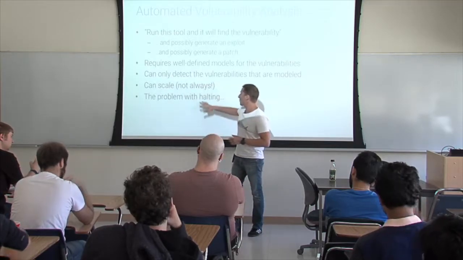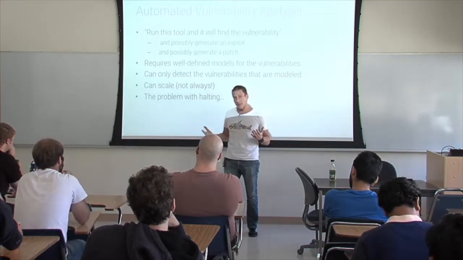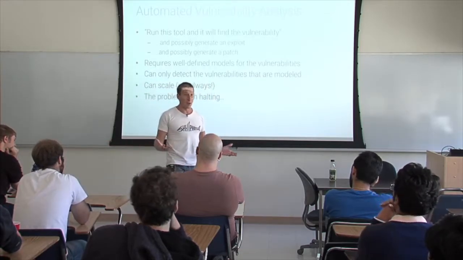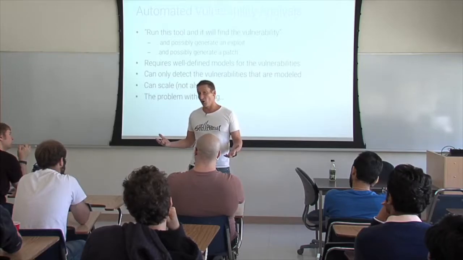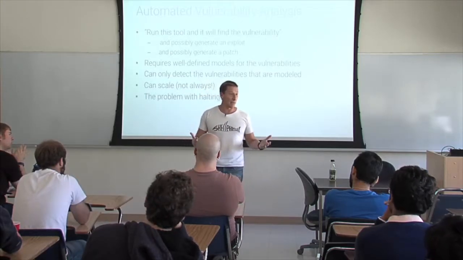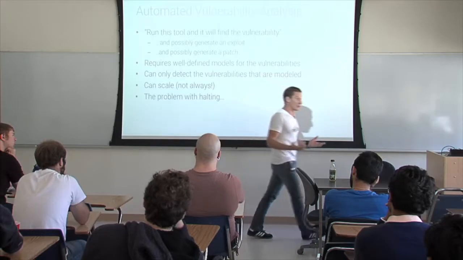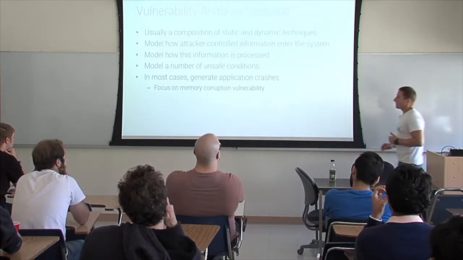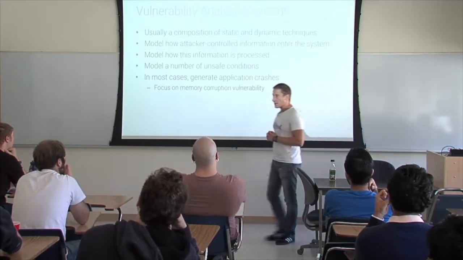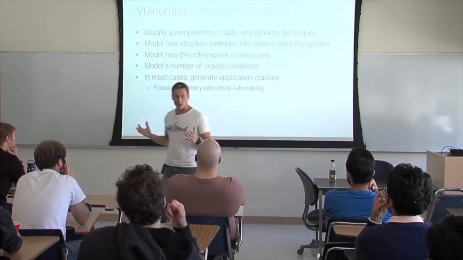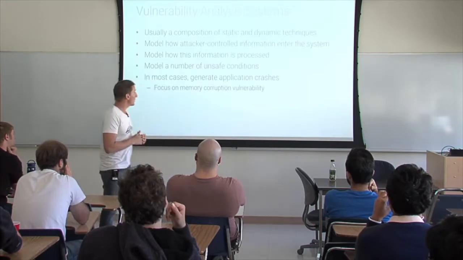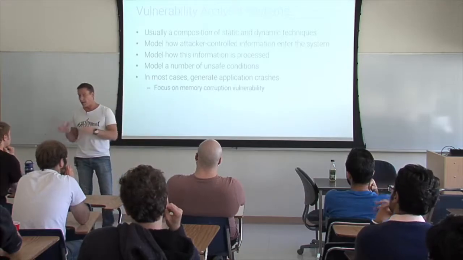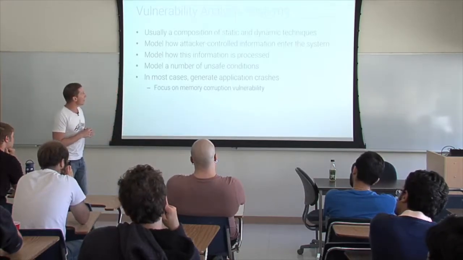And of course, there is the problem with halting. So the halting problem tells us we cannot create a program that tells us if a program halts. And so by the same reason, we cannot say if a program has a vulnerability or not in the general case. And of course, we have these vulnerability analysis systems. You can buy them. They're actually things that you can buy that find vulnerabilities. They usually rely on a composition of static and dynamic analysis techniques, and we will see what they are.